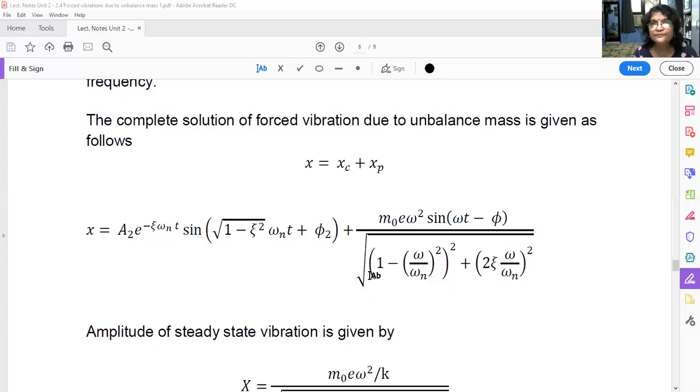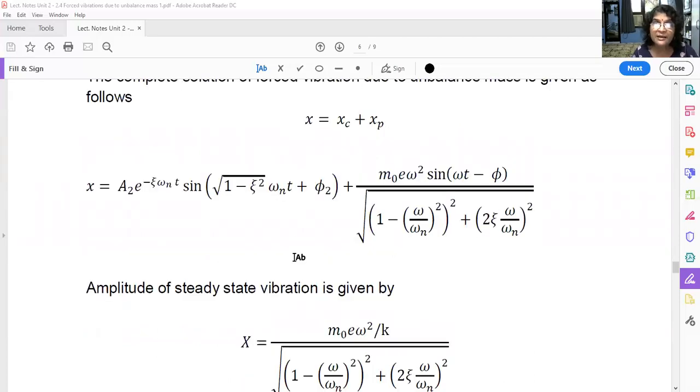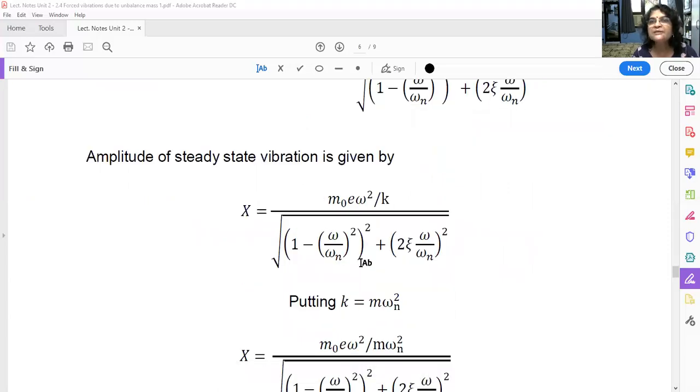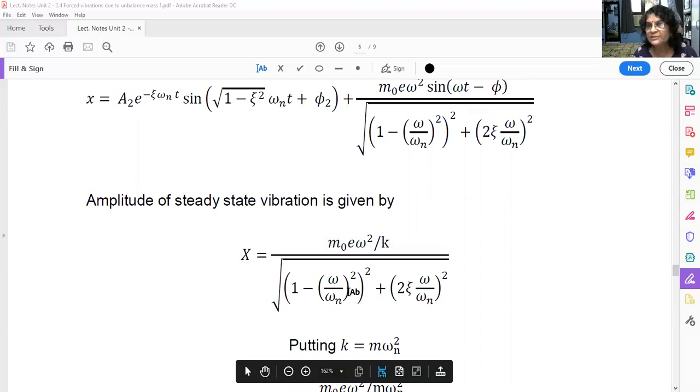Okay. So see here, amplitude of steady state vibration. If you remember, in the earlier case, capital X, the steady state amplitude, is given by F0 upon K upon the whole root. It was for the forced vibration due to external excitation. Now here what we have to do? We have to just replace this F0 and put the value of F0 here, that is m0 e omega square. So this only we did. So X is equal to m0 e omega square upon K upon square root of [1 minus (omega upon omega n) square] full bracket square plus [2 zeta omega upon omega n] square.